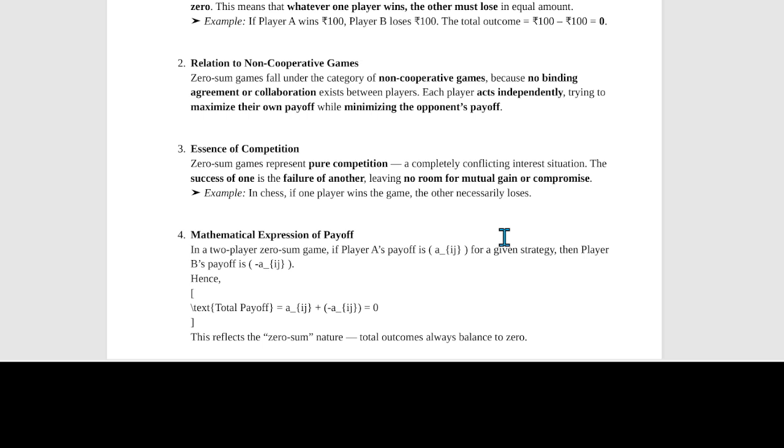So, like, there might be applicable examples between games like racing, like a game of chess, like a game of tug of war, right? There is one winner and one loser. There cannot be two players winning this game. Okay, they represent pure competition. Okay, completely conflicting. They have a conflicting interest situation. Okay, conflict of interest रहता है that only one person can win, the success of one and the failure of another. There is no room for mutual gain or compromise, right? There can only be one winner.